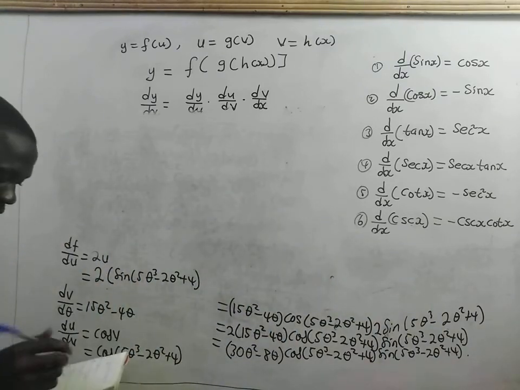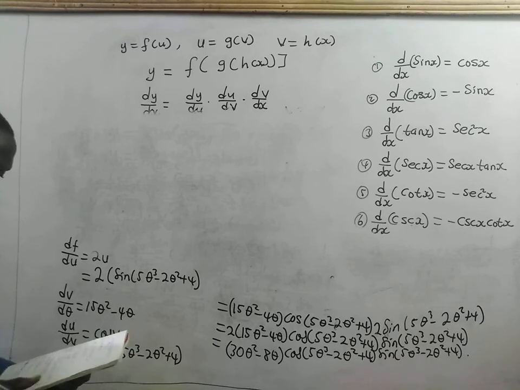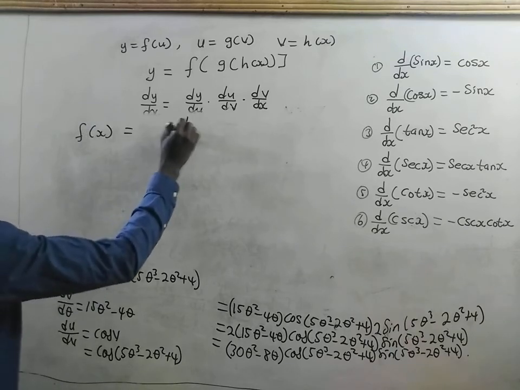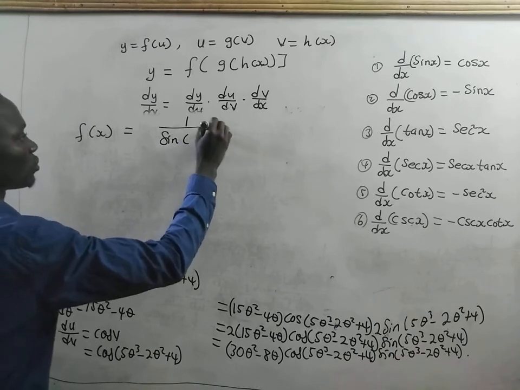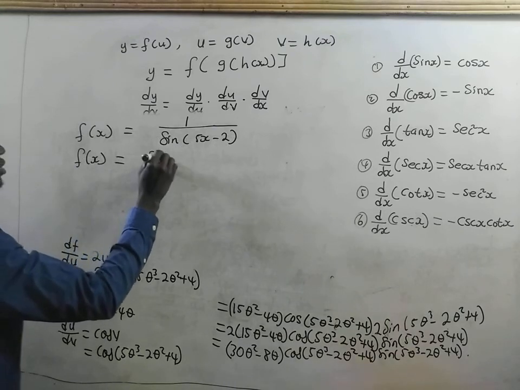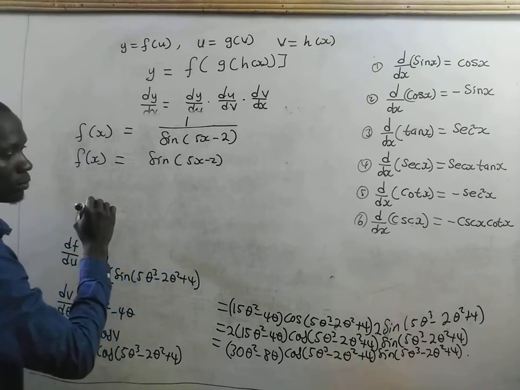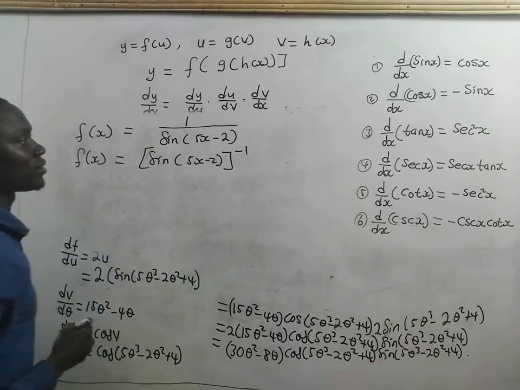Okay, so I've done the secant. So let's look at this one. I have f of x is equal to 1 divided by sine of 5x minus 2. So how do we do this? This is the same as f of x equal to sine of 5x minus 2, all to the power negative 1.